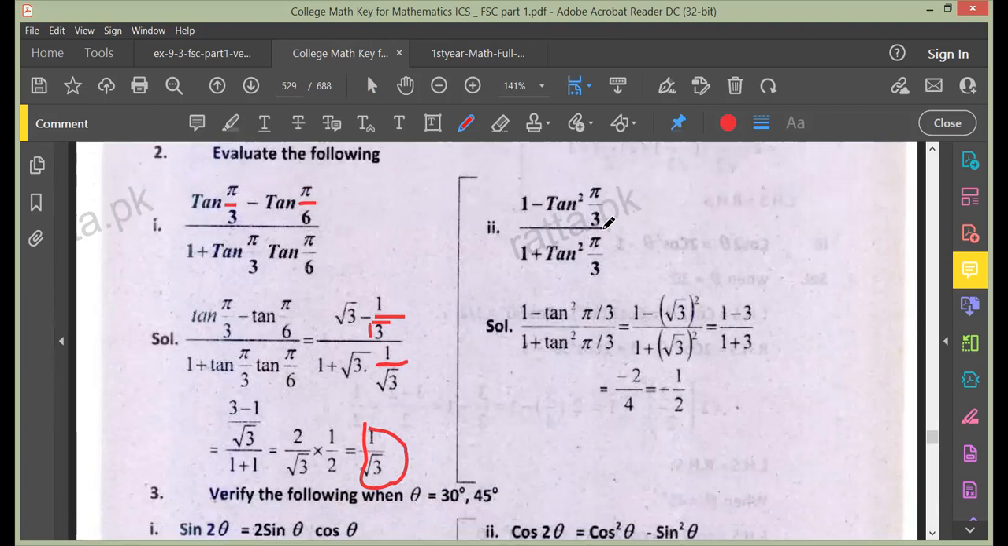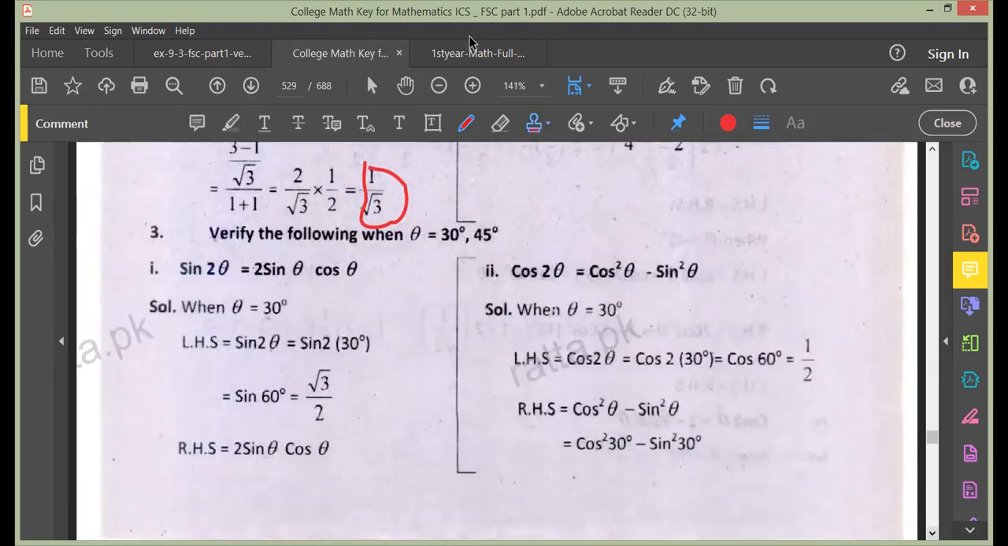This is 1 minus tan square pi over 3 over 1 plus tan square pi over 3. Pi over 3 will be equal to 60. So we will put only the value of tan 60. Tan 60 is equal to square root 3. So 1 minus square root 3 square over 1 plus square root 3 square is equal to, after cutting the square root, 1 minus 3 over 1 plus 3, which will be equal to 1 by 2. This is our final answer of this question. Similarly, after question number 2, we will discuss question number 3.